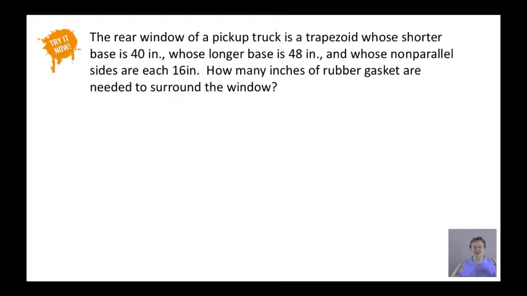I'm picturing this as a window on the back of a pickup truck here, and as you can tell, these sides are not parallel to one another, and those non-parallel sides are each 16 inches. So this is a window that has the shape of a trapezoid. It is 40 inches on top, 16 inches on each of these sides, and 48 inches on the bottom. And we are placing some rubber gasket around this particular window, and we're asking how much is necessary in order to surround the window. Well, that's another perimeter problem, isn't it? So take some time to calculate what that would be.